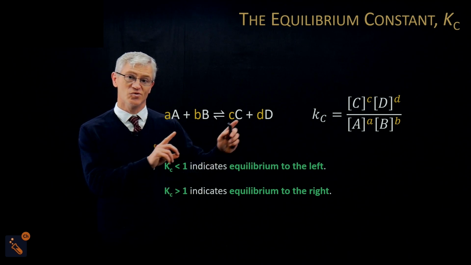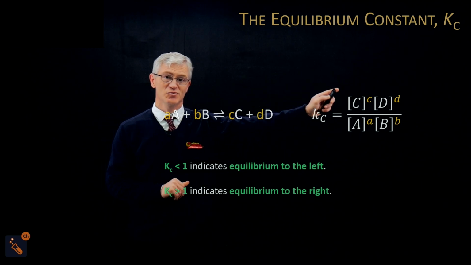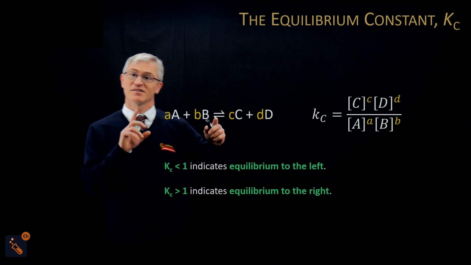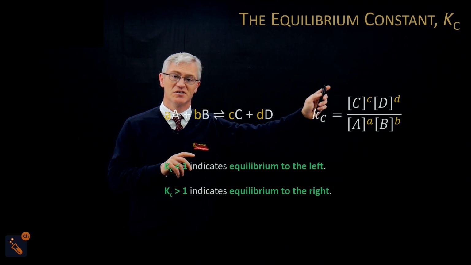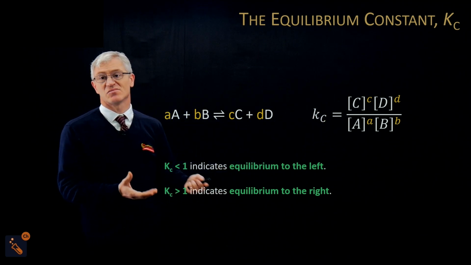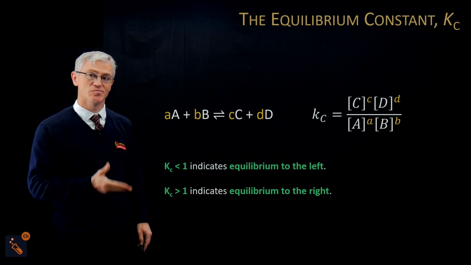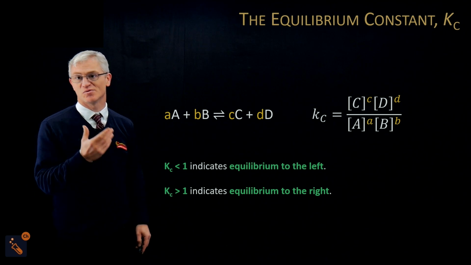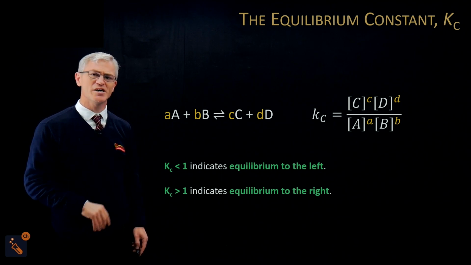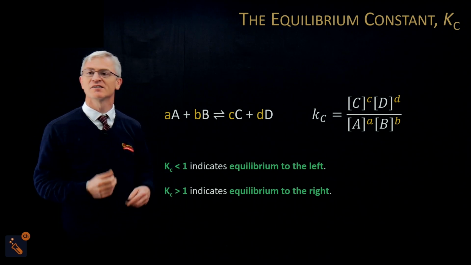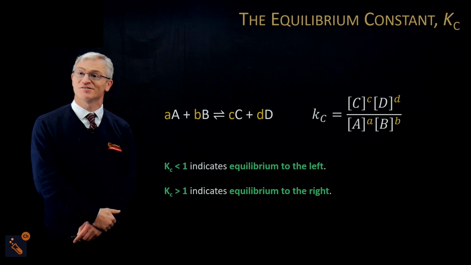If Kc is greater than 1, it indicates the equilibrium is to the right. You'll have lots and lots of product, which means the numerator will be very big, and much less reactants, which means the denominator will be very small. So therefore Kc will be greater than 1. If you get an equilibrium constant of, for example, 16 point something, it says that equilibrium moves way over to the right, and it gives you an idea of the direction and the position of equilibrium.